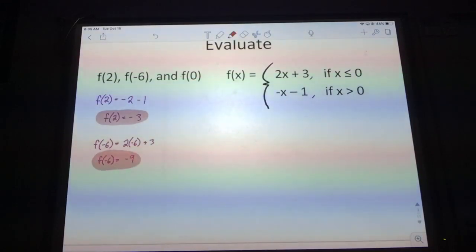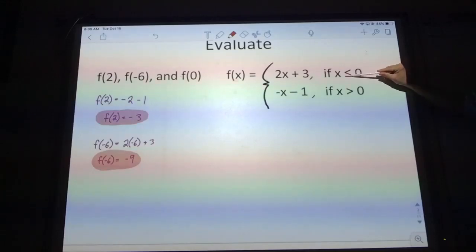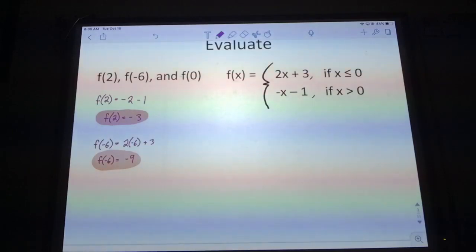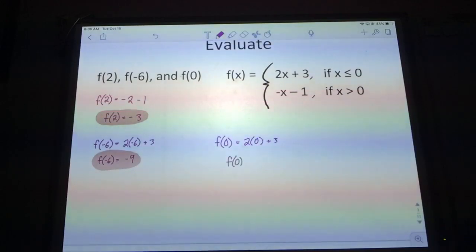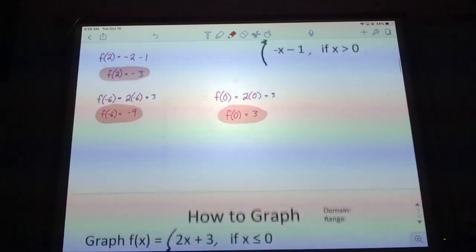Okay, last one. Where does 0 plug in? Both of them have the number 0, but which one? Top or bottom? Top, because it's greater than or equal to, because of that line right there. So even though this number 0 is down here, it says it has to be greater than 0. It cannot be equal. So up here we have to use 0. Okay, so that is f of 0 equals 2 times 0 plus 3. So f of 0 equals 3. So that's how we would use piecewise functions.